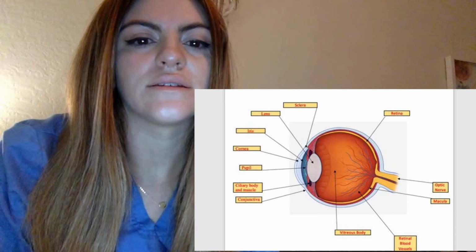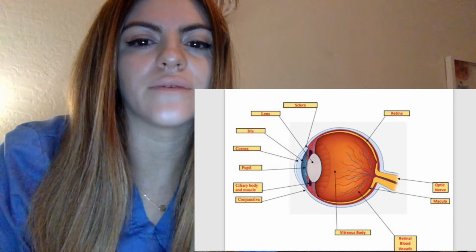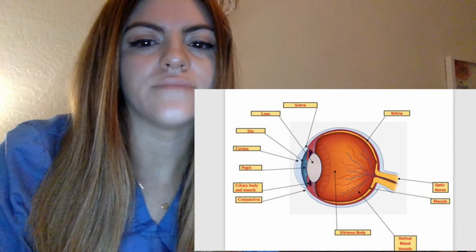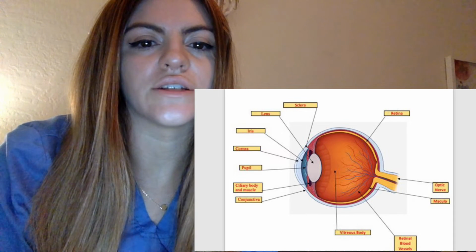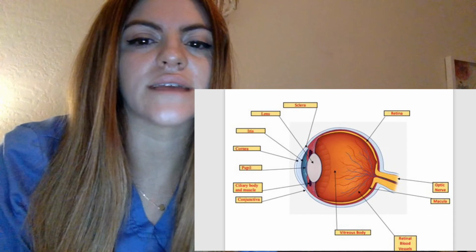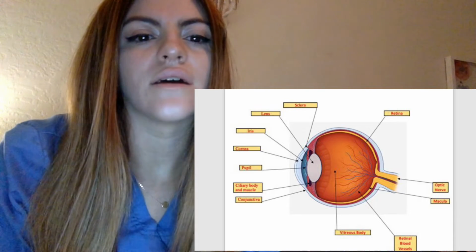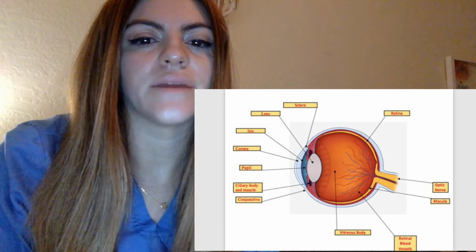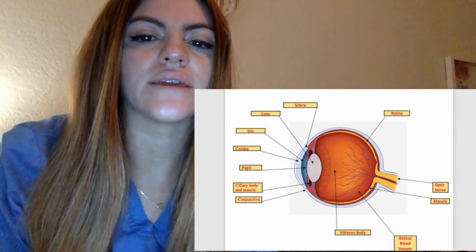Nursing management includes structuring the environment with conductive lighting, reducing fall hazards, encouraging the patient to verbalize their fears and anxiety about visual loss or impending surgery, and assisting the patient with activities of daily living if needed.